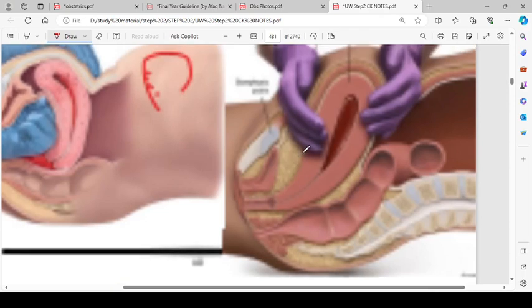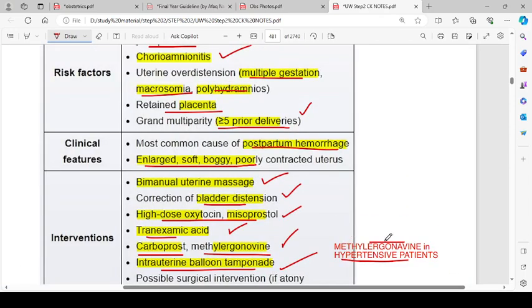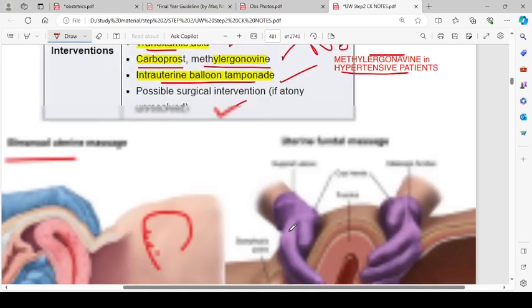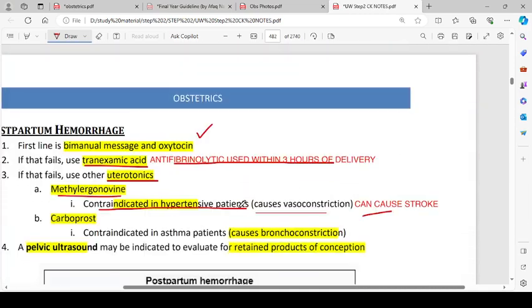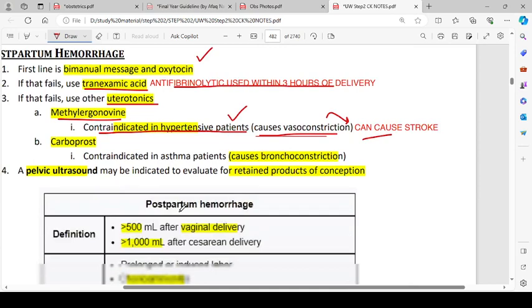So in those patients, we don't give methylergonovine. Okay, so no methylergonovine in hypertensive patients, because it will cause vasoconstriction and that will result in stroke. Okay. Carboprost, contraindicated in asthma patients because it causes bronchoconstriction.